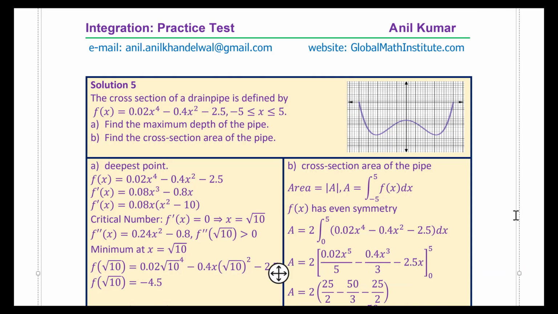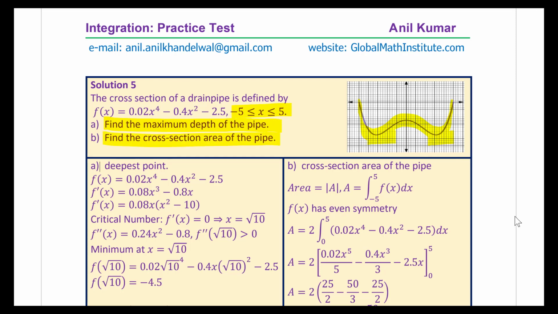Next question here is, the cross section of a drain pipe is defined by f of x equals 0.02 x to the power of 4 minus 0.4 x squared minus 2.5, and we are working in the interval from minus 5 to plus 5. Now during this interval, this is all negative value as shown here in the graph, so it is not really crossing the x-axis. We expect a negative integral, but the area is going to be positive. Remember that. The question here is, find the maximum depth, that is this, of the pipe and find the cross-section area of the pipe.